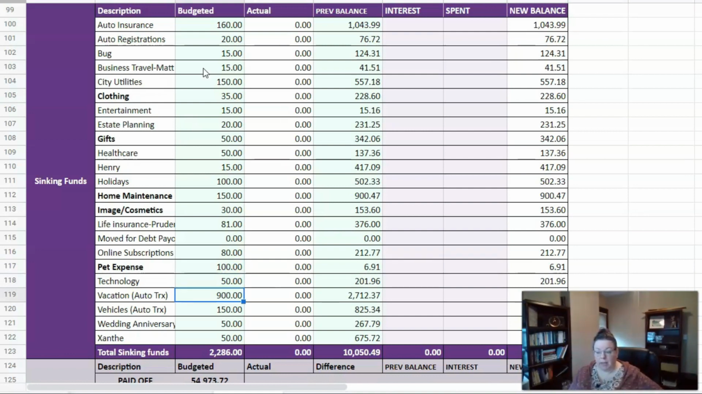Vacation, we are saving up for a vacation. It's pretty high there because we knew we had a tax refund coming in. We have another one this month. I'm going to go ahead and put 500 in here. And so this is a family vacation we're going on next year. Vehicles, 150. Wedding anniversary, 50. And then Xanthi, we put $50 in her account for her. And that brings our total sinking funds to $1,886 is what we plan in May.